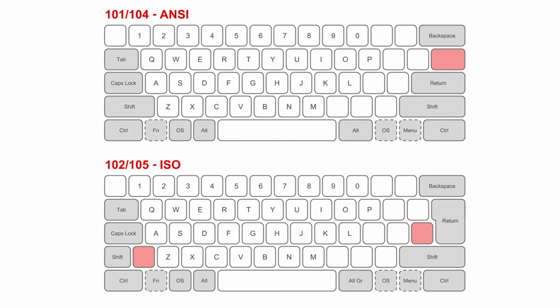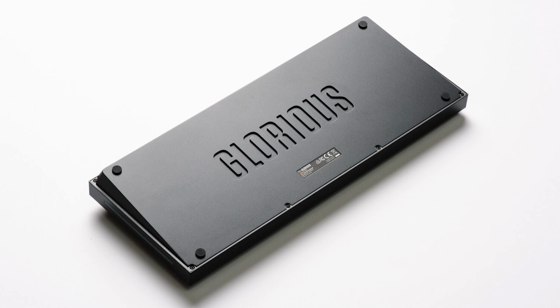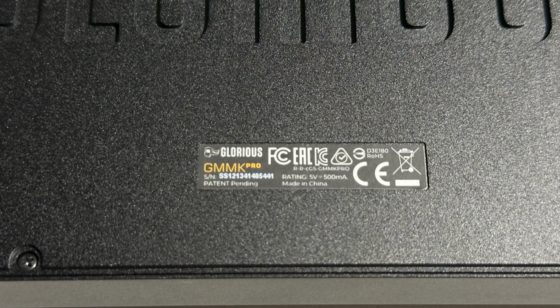First, you need to know the layout of your keyboard when you're searching for the correct firmware. It's either going to be ANSI or ISO. Second, if you have a GMMK Pro, then you need to know if it's revision 1 or revision 2. Look at the serial number on the back of your keyboard. If it starts with SS, then it's revision 1. If you purchased your GMMK Pro in March 2024 and beyond, then it's likely revision 2.